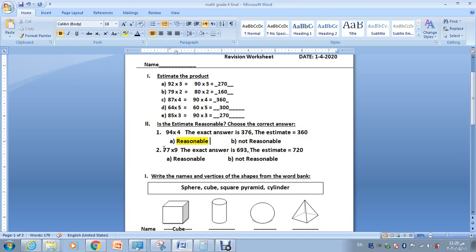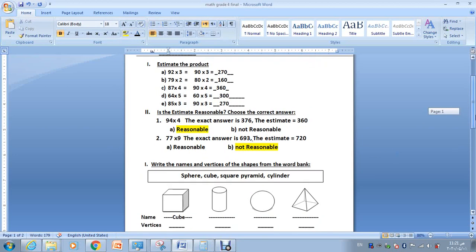The next question says 77 times 9. The exact answer is 693, but the estimate is 720. Is the estimate reasonable or not reasonable? Let's minus. 720 minus 693 equals 27. Oh, 27 is bigger than 20, so it will be not reasonable. The estimate is not reasonable because the difference is bigger than 20.